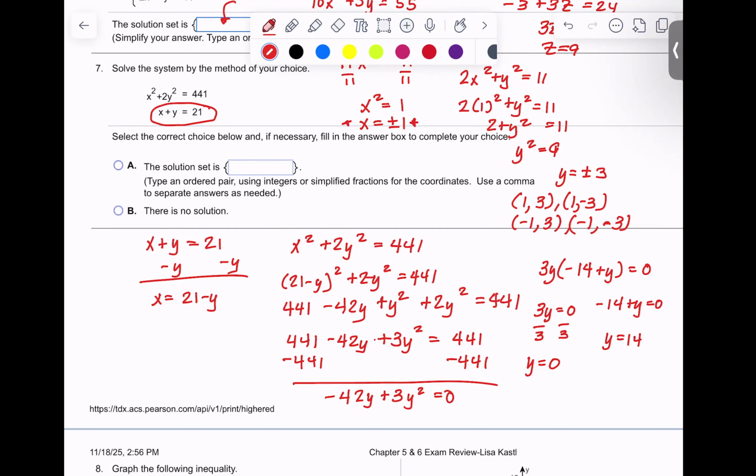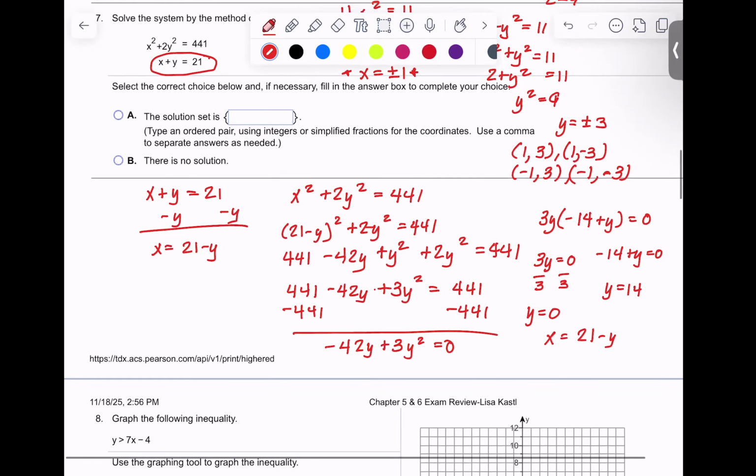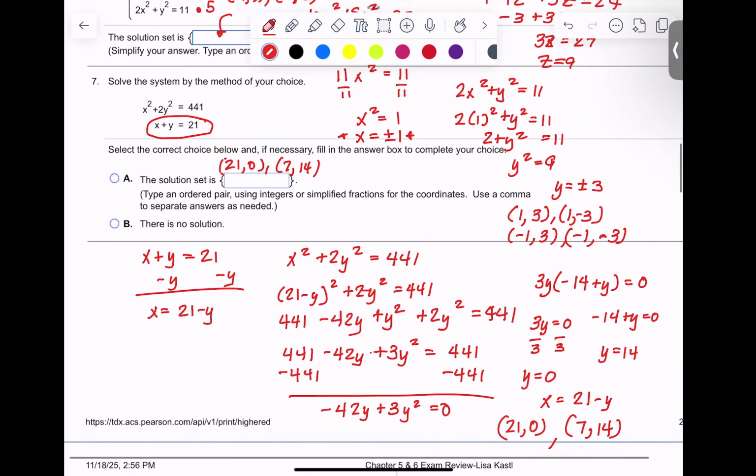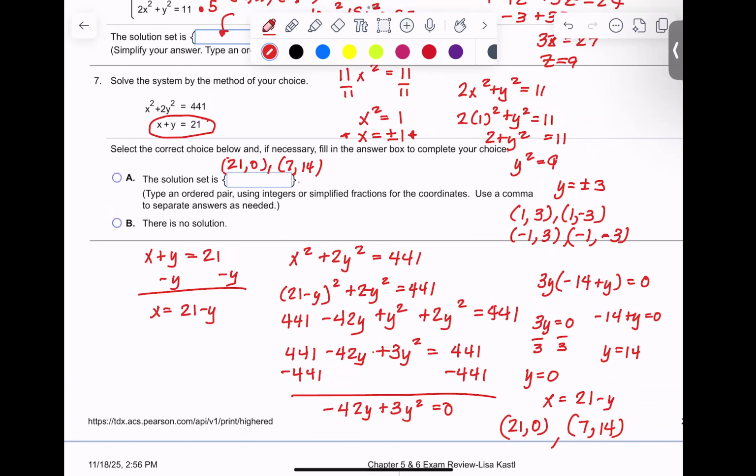Now we're going to plug that back into this right here, the 21 minus y, and we're going to get x is 21 when y is 0, and x is 7 when y is 14. So 21 and 0, and 7 and 14. And I would check that. 21 is 21. It works in the second equation.